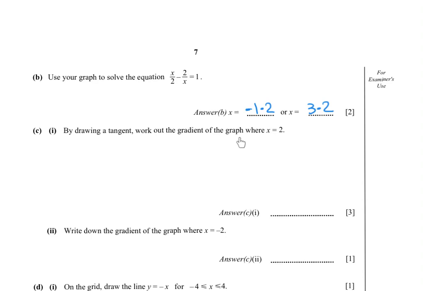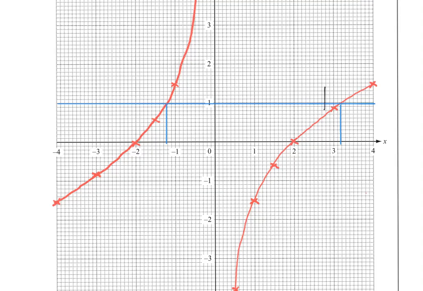Number 2. By drawing a tangent, work out the gradient of the graph where x equal 2. The gradient of a graph at x equal 2 equals the gradient of a tangent at the same point. So to find the gradient of a graph at any point, just draw a tangent at this point. Let me go back to the graph. Now I draw a tangent at x equal 2. This is our tangent.